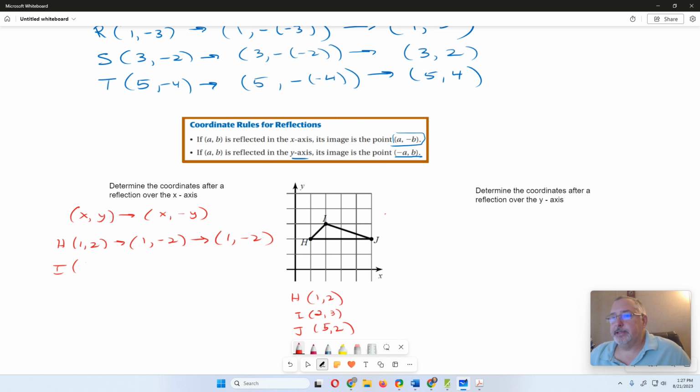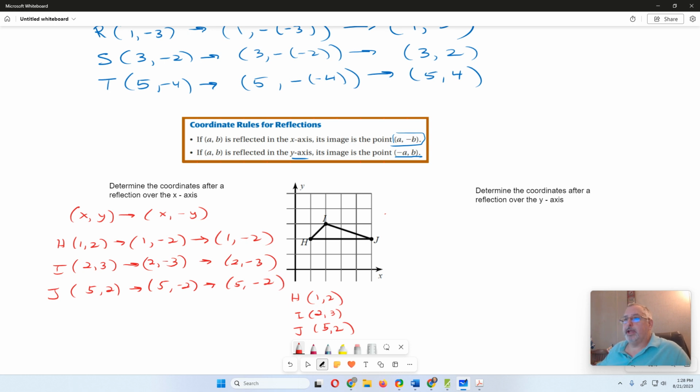I is at (2, 3). We'll apply that sign change to it. So that would be (2, -3). And then J is at (5, 2). We'll apply the opposite to the y again. So (5, -2). And that'll be our final set of coordinates.